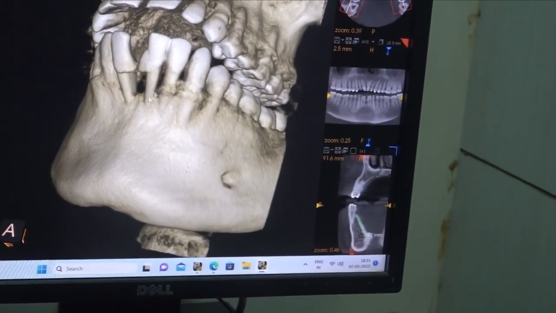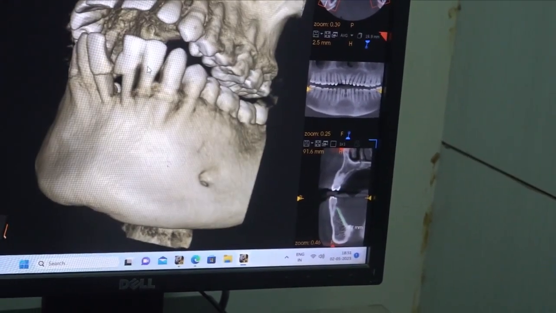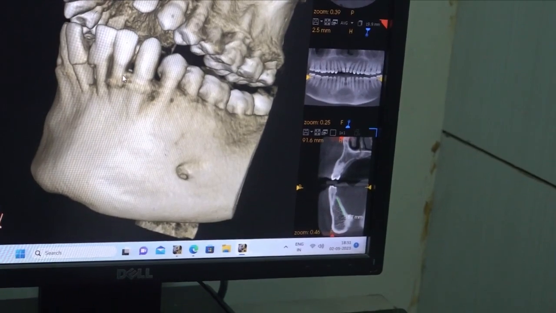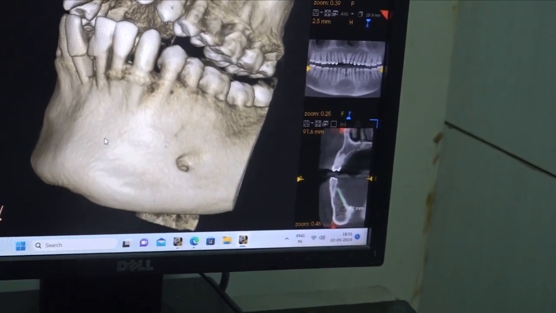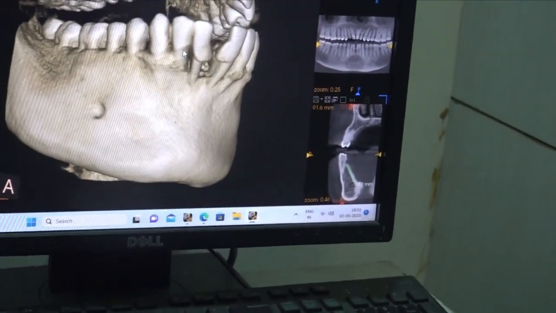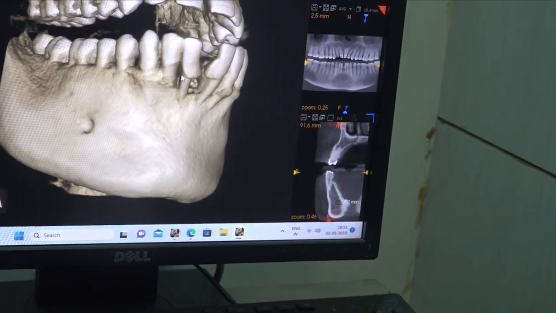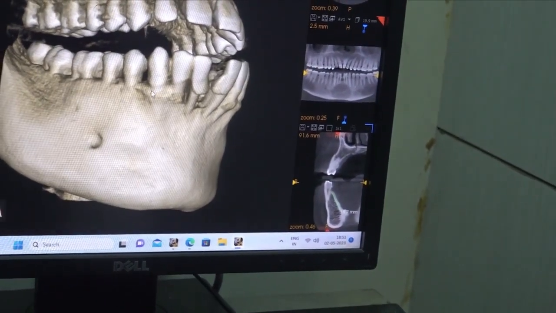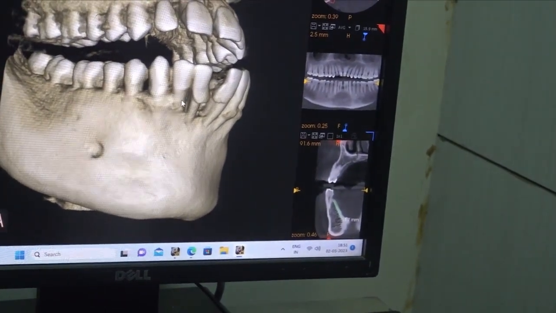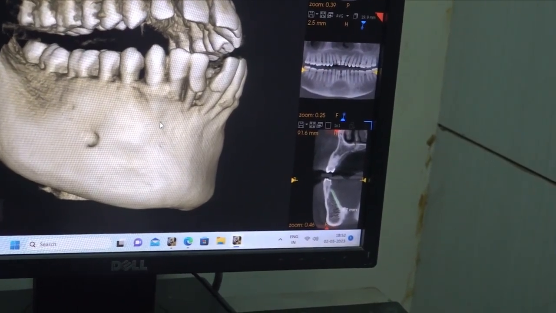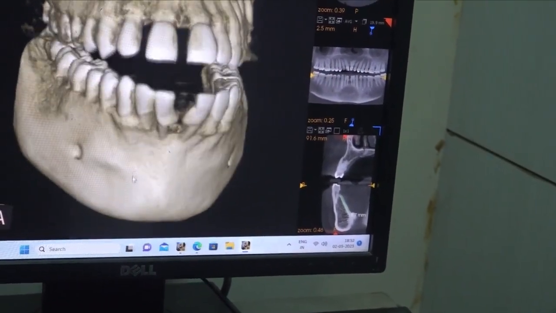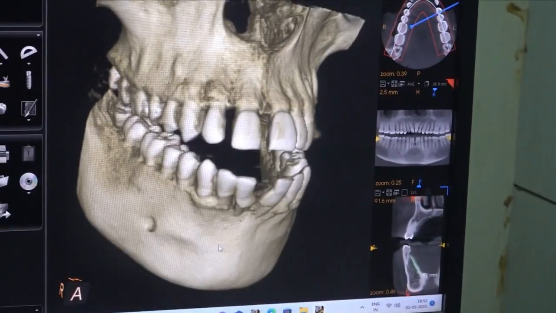So when we are placing an implant in this 3-2, I can tilt slightly distally, no issues. But if I tilt the implant distally in 4-2, where the canine root is mesially tilted, we may go close to the canine root, right? So this thing you have to understand.